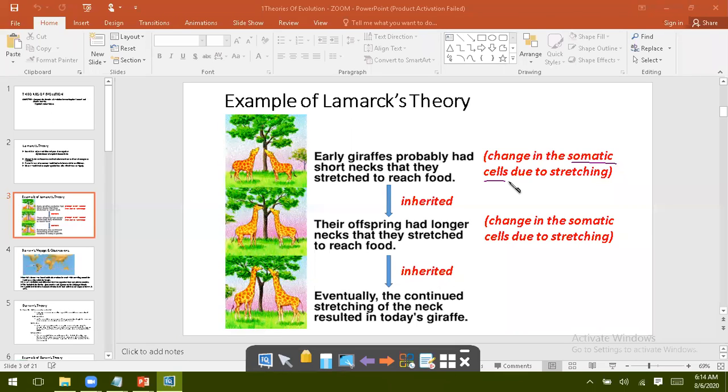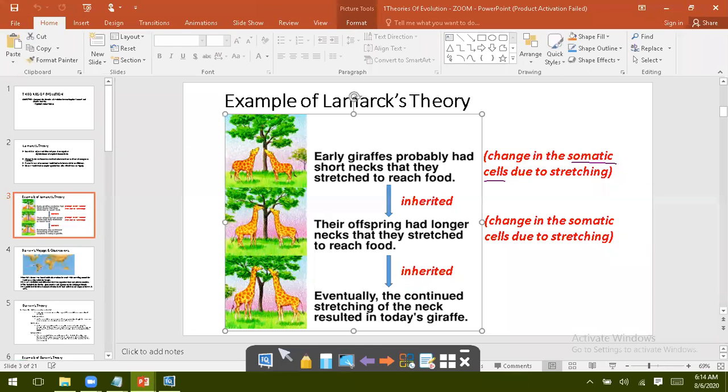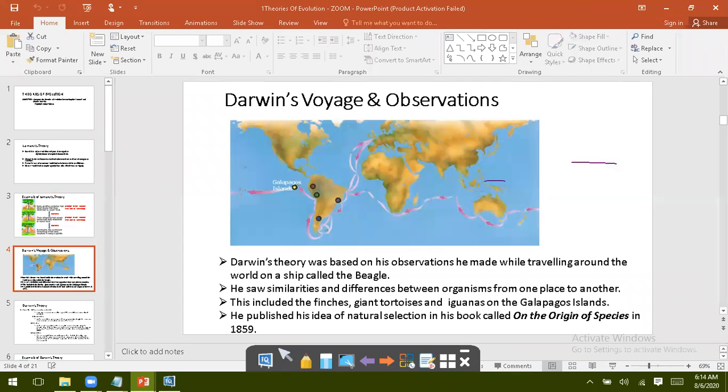All right. Then we have a look at Charles Darwin's theory. Charles Darwin sailed around the globe on a ship called Beagle. Notice I'm using information that I've seen in past exam papers, so it is important that you take note also. And the route is shown there. Galapagos Islands is just off the coast of South America. And he published a book, Origin of Species, in 1859.